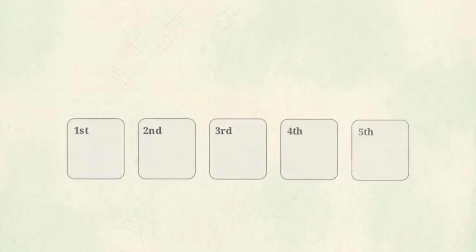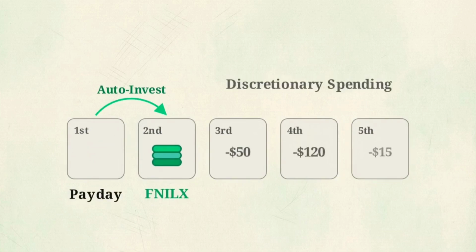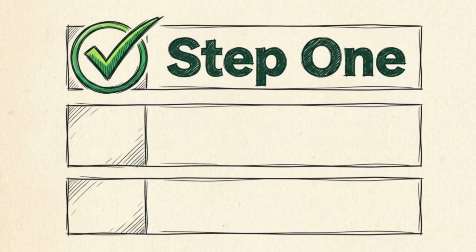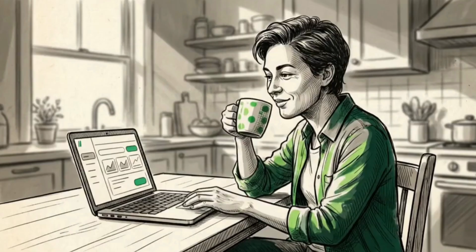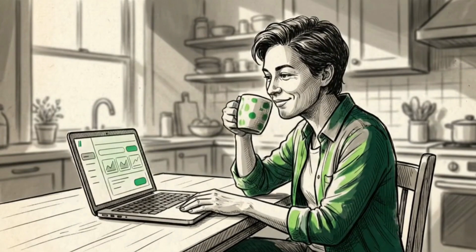Click on Accounts, go to Automatic Investments, and select your FNILX fund. Set your monthly transfer for the day after your paycheck clears. This ensures your money is invested before you have the chance to spend it elsewhere. Your account is now open, funded, and fully automated.